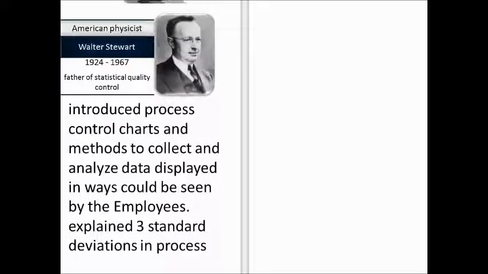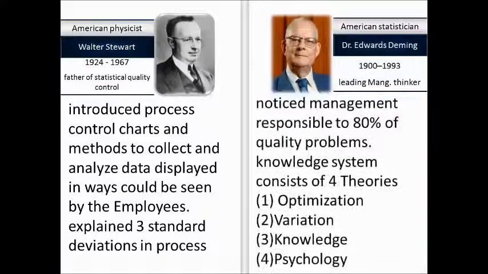Then by the mid 20th century, Mr. Shewhart, the father of statistical quality control, introduced the process control chart. These methods collect and analyze data in a visual way to be seen by every employee and the staff. Then comes Edward Deming, who stated that management is responsible for about 80% of the problems. His theory covers optimization, variation, knowledge, and psychology.